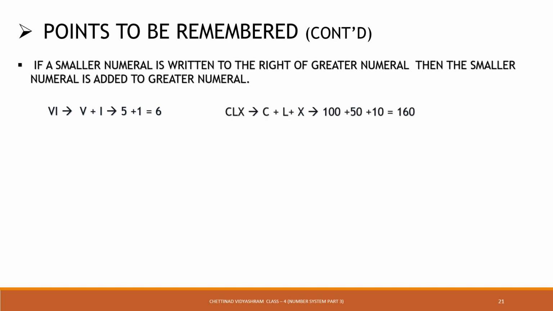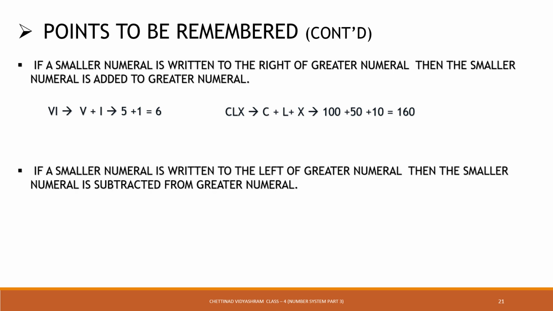Consider the next example, CLX. C is greater than L and L is greater than X. So the smaller numerals are written on the right hand side. So the operation between them is addition. C plus L plus X gives you 100 plus 50 plus 10, which is 160.